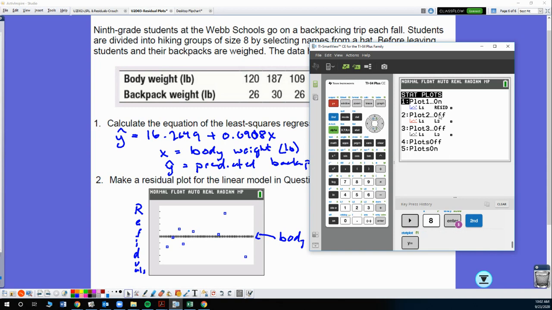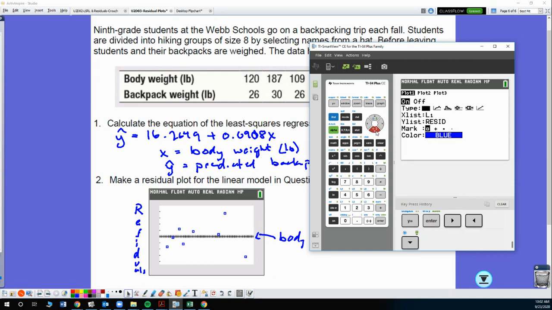I've already actually got this on, so let me show you what it would look like had it not been. So I'm going to go to my first one, hit enter. And if it says off, go ahead and turn it on. So you want the on button to be highlighted in black. And then I'll show you what I did here. My Y list, I want that to be the residuals. So normally that is actually going to say L2. So I'll switch that back. It says L2. But what we need it to say is residual.